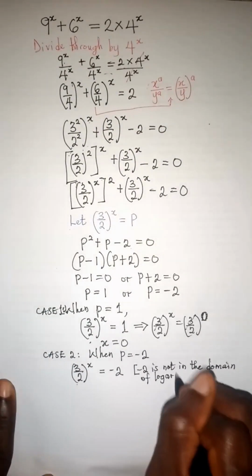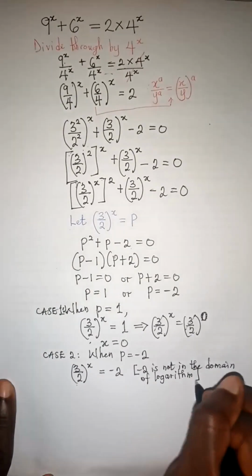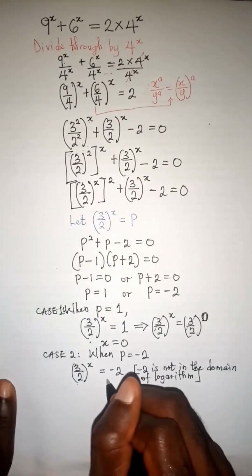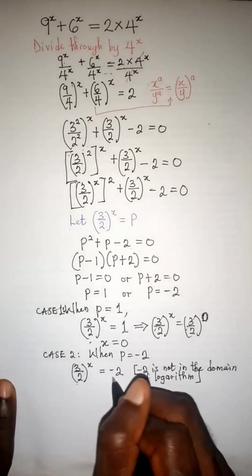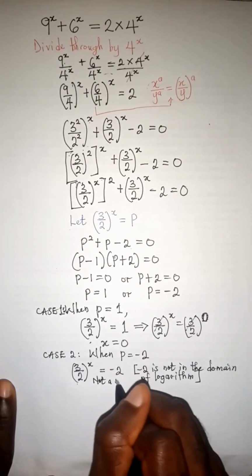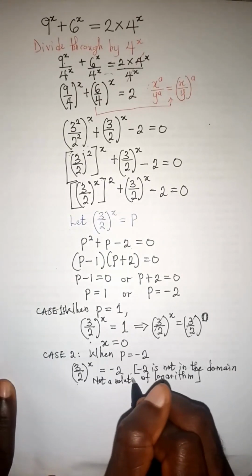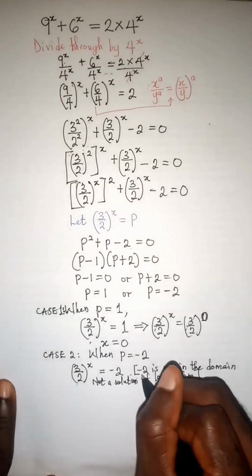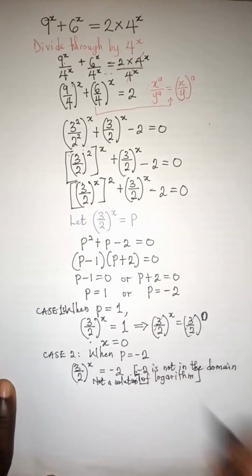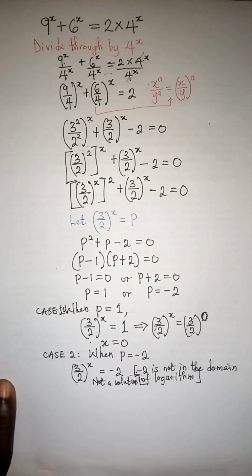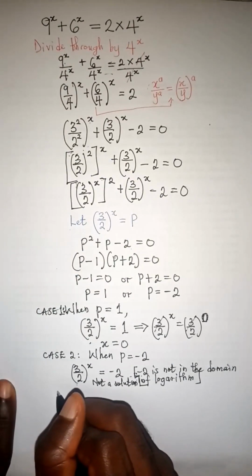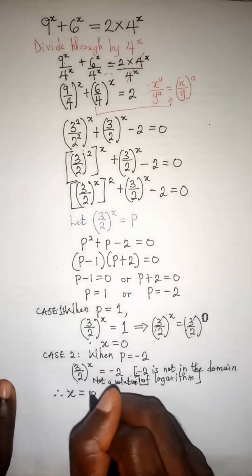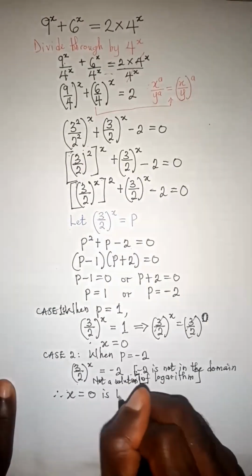So that renders the negative 2 invalid. So this is not a solution. And as such, the only thing it means is that x equals 0 is the solution.